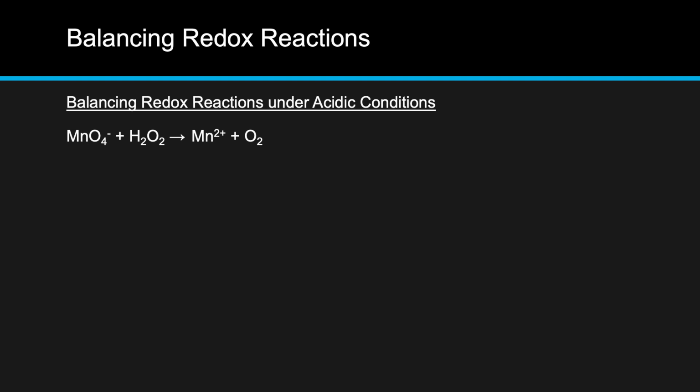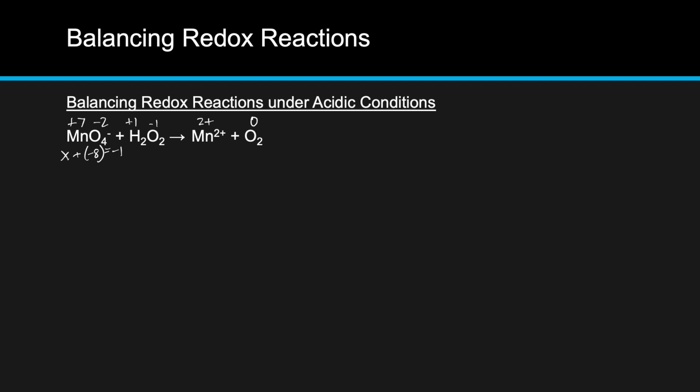So manganese in MnO4 minus, we know it's going to equal -1. Each one of those oxygens is -2. So our manganese is going to be equal to +7, and each oxygen is -2. Remember, H2O2 is one of those exceptions, so each oxygen is -1. And then our hydrogen is each +1. And then this Mn2 plus is going to be a +2 oxidation number. And because oxygen is by itself, it has an oxidation number of 0.